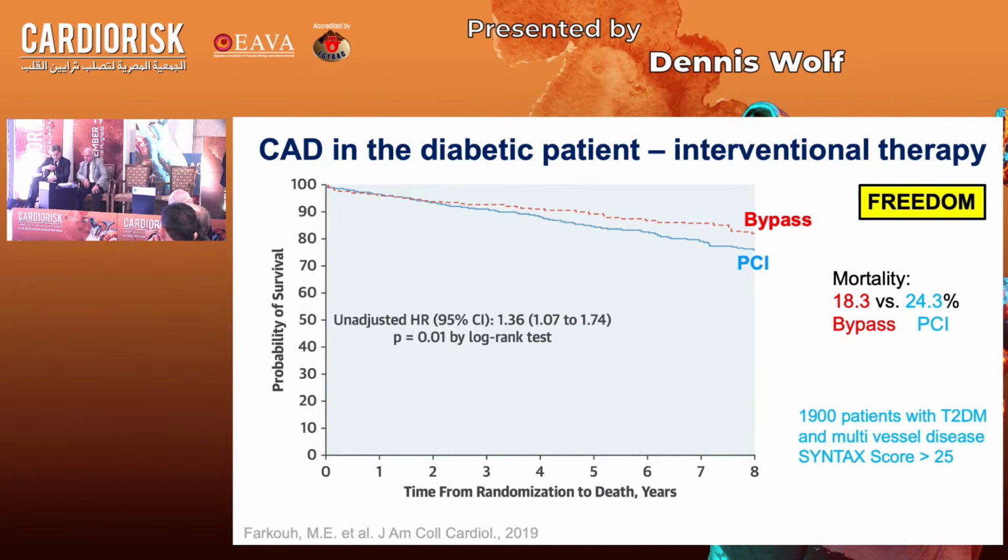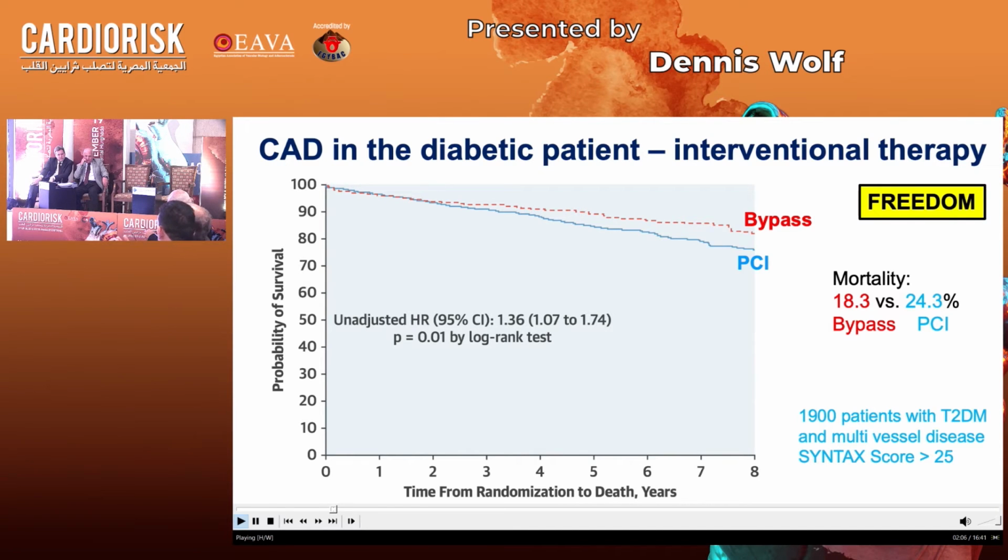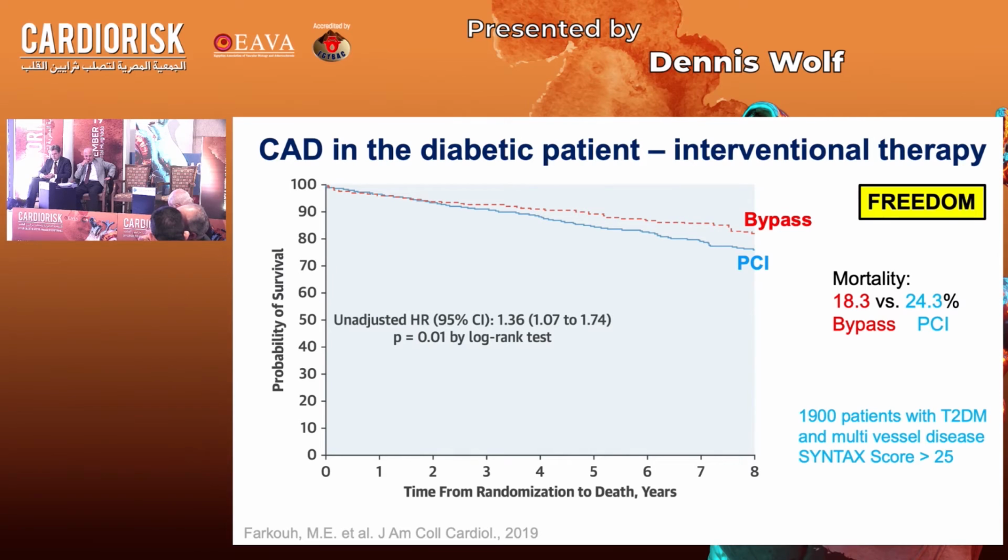In addition, we do know that interventional therapy is limited in diabetic patients. That's shown in this study published in JACC in 2019, where 1,900 patients with type 2 diabetes mellitus and multivessel disease were randomized to either bypass surgery or percutaneous coronary intervention. And what you see is that the mortality in patients treated with PCI is much higher than in patients treated with bypass surgery. So that shows you that our interventional options are limited in diabetic patients, and that's another indication that the diabetic patient has coronary artery disease that is much harder to treat than patients without diabetes.